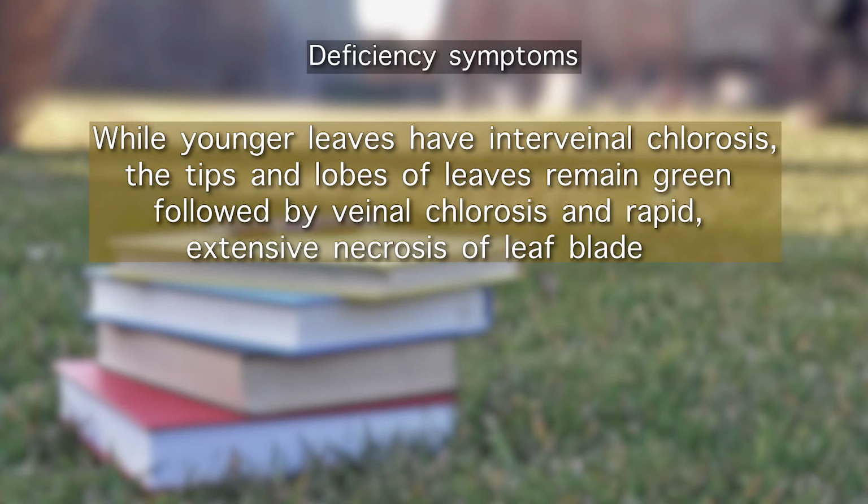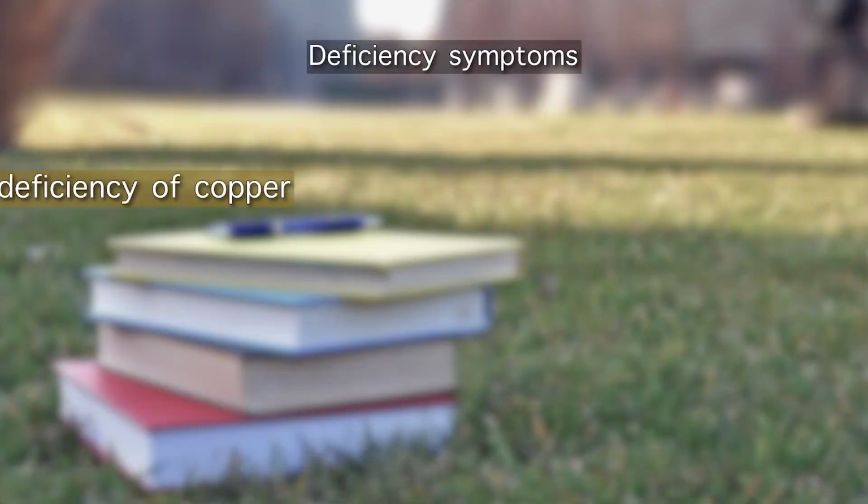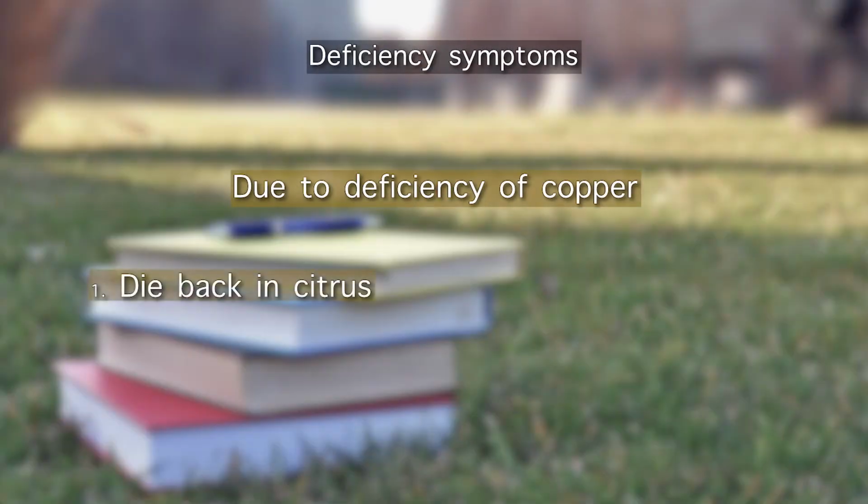Deficiency will show some specific symptoms. That is, in the younger leaves, there will be interveinal chlorosis, and the tip of the leaves remains green, but gradually the chlorosis becomes all over the leaf, and there will be extensive necrosis on the lamina. In the same way, deficiency can also cause specific symptoms in specific plants, and that includes the dieback disease of the citrus plant or the reclamation disease of rice plant.